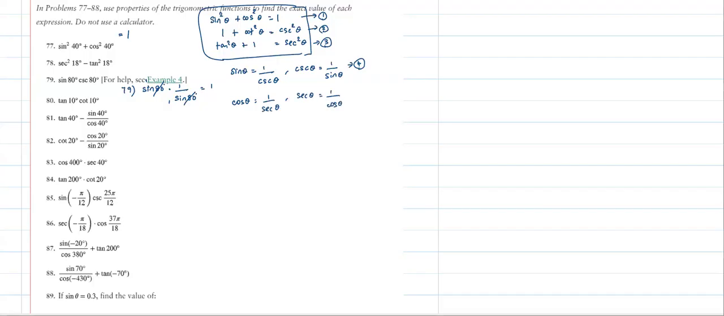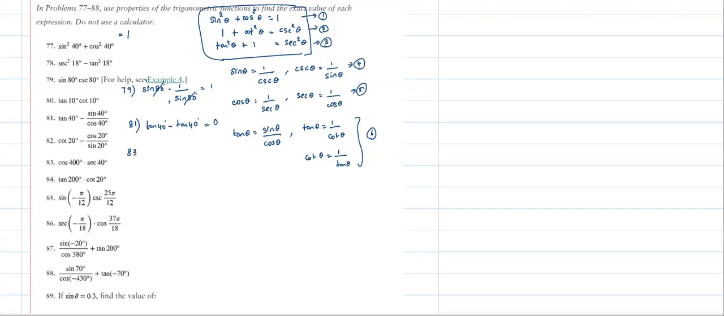This will be my 5. Then I have tangent is nothing but sine over cosine. Also, tangent is the reciprocal of cotangent, and cotangent is the reciprocal of tangent. Together, I'm going to call this 6. So if I go to problem number 81, I'm going to rewrite sine over cosine as tangent. Sine over cosine is tangent, and tangent 40 minus tangent 40 is going to be 0.